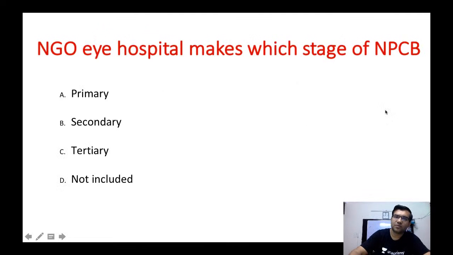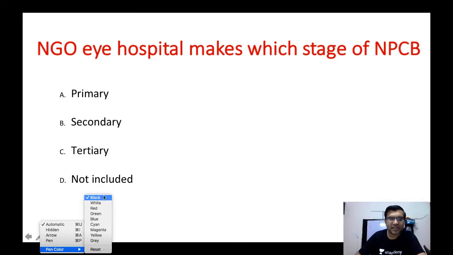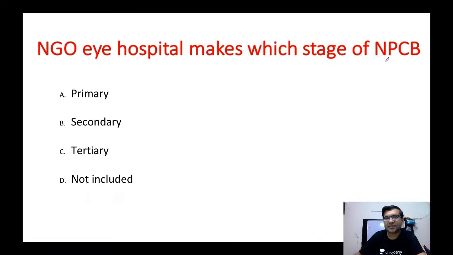Okay, chalo, let's move to our next question. So the next question is, NGO eye hospitals make which stage of NPCB? NGO means non-government organization and NPCB means National Program for Control of Blindness. Now before I go to this question, I would just say that the NPCB is a 100% centrally funded program, which tells you the guidelines for how the ophthalmic infrastructure in our country should be.